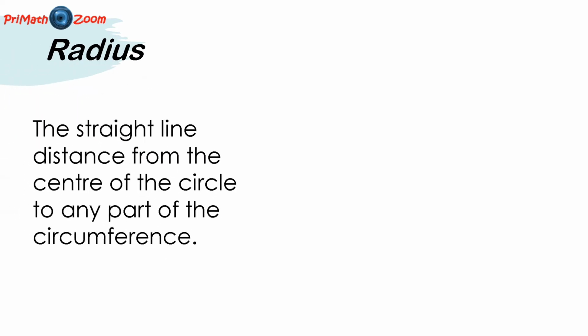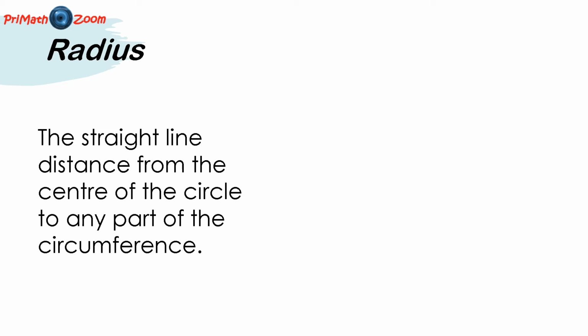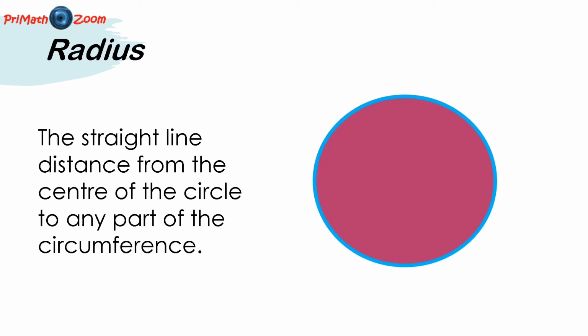We now have the radius. And this is the straight line distance from the center of the circle to any part of the circumference. So here is our circle, and this would be our radius. You would notice that the radius has one end in the middle, which is the exact middle or center of the circle, and the other point touching the circumference.